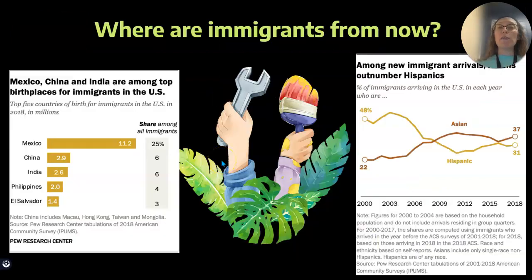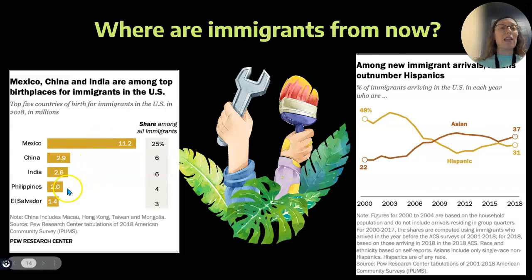So where are immigrants from in the current time? It will not surprise most of you that Mexico is the country that has the largest number of immigrants coming into the United States. Even now, about 25% of immigrants coming from Mexico. This is as of 2018. So this is several years ago. So that exact percentage and the exact number will have changed. But overall, Mexico is still the source country for the largest number of immigrants. A lot of those are people who are coming to be closer to family.